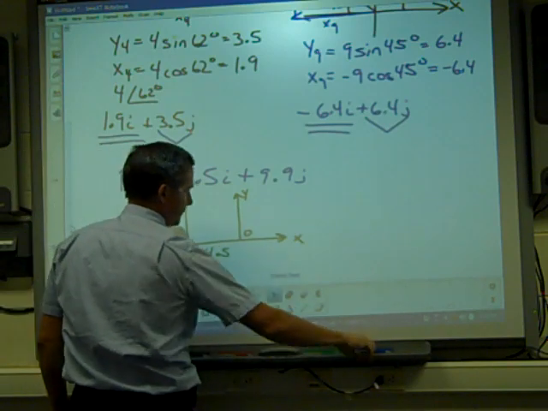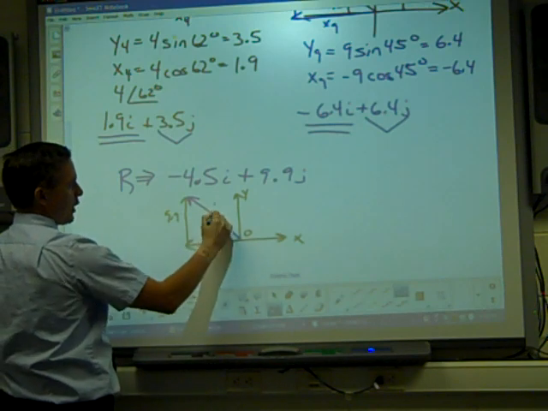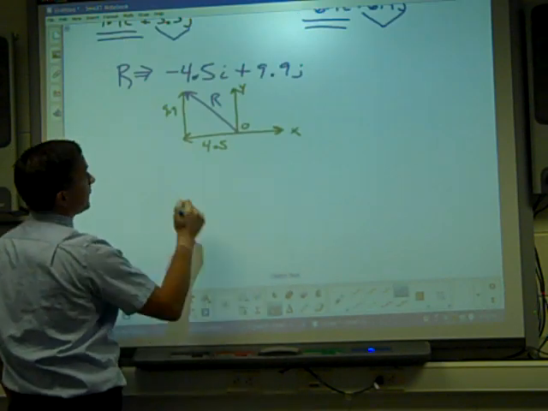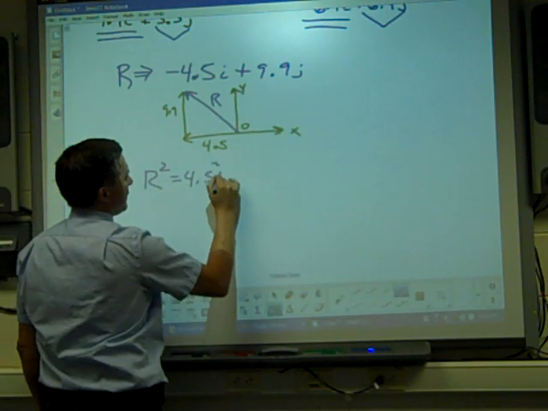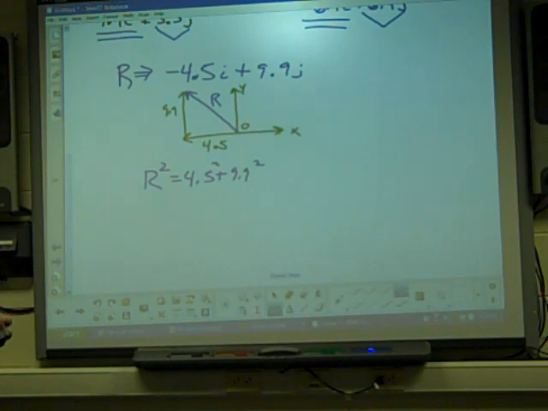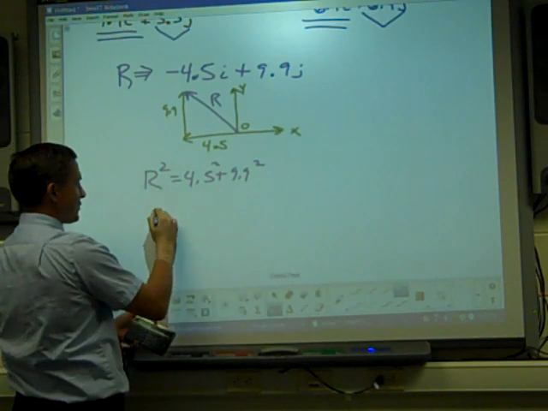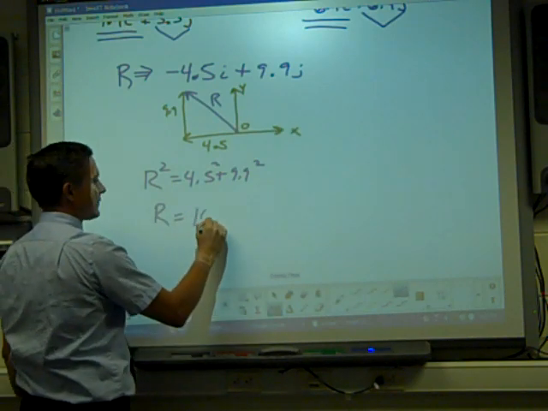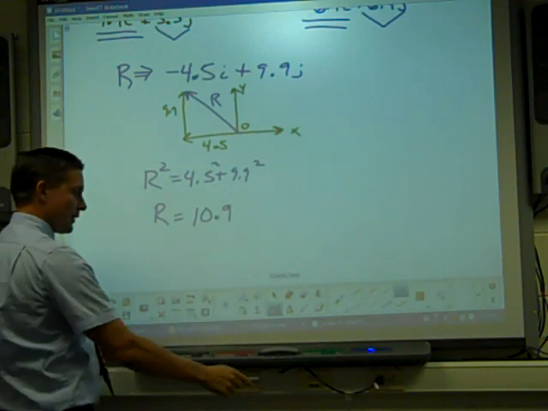If I do that in blue, Pythagorean theorem will get me r here. If I write that out quickly, r squared equals 4.5 squared plus 9.9 squared. And I get 118, take the square root. I get a resultant, again, to one decimal place, rounded, 10.9. I also have to still figure out the angle.